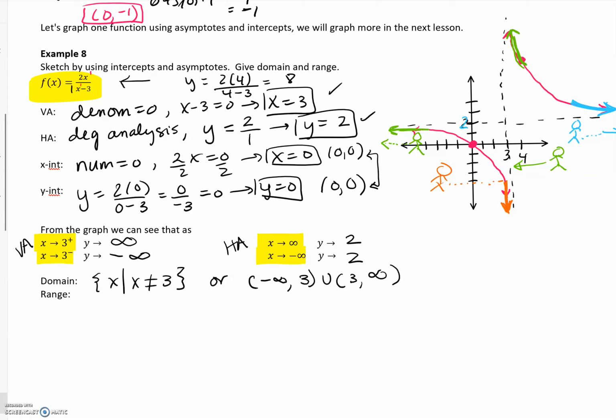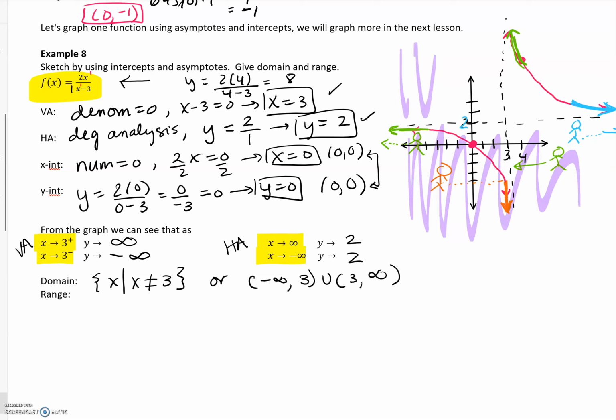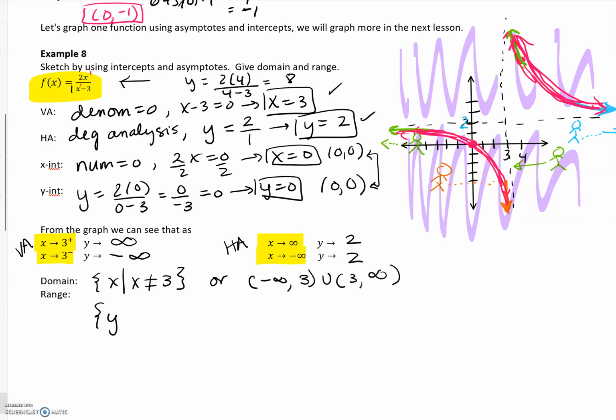For the range, notice there's also a gap. So for the range, I have stuff down here, and then there's a gap for my y values, and then I pick up stuff up there. So I'm noticing what y values my 2 pieces of the curve are picking up. And so it's all the y values from below, and then you have a gap at 2, the horizontal asymptote, and then you pick up again after that. So we'll say the range is all the y such that y cannot be 2, or negative infinity to 2, and then 2 to infinity, again, because of that gap that was there for the y values.